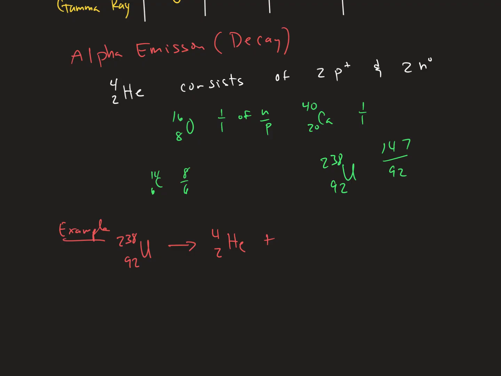Well, if we get rid of a helium nucleus or an alpha particle, is it going to still have a mass of 238? No, it got rid of 4, so what does it have a mass of?